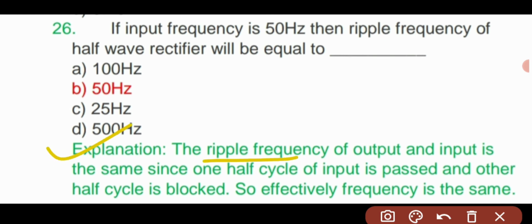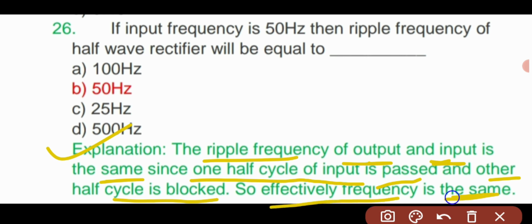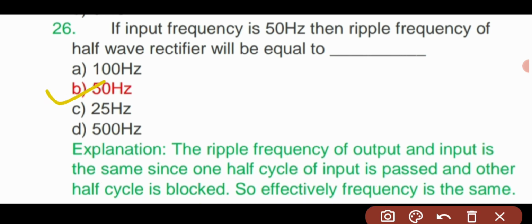Ripple frequency of output and input is the same, since one half cycle of input is passed and the other half cycle is blocked. So effectively the frequency is the same. That's why the answer is 50 Hz. Next question.